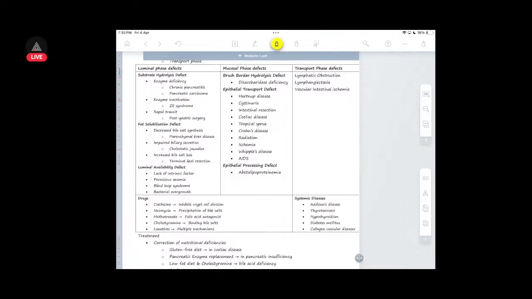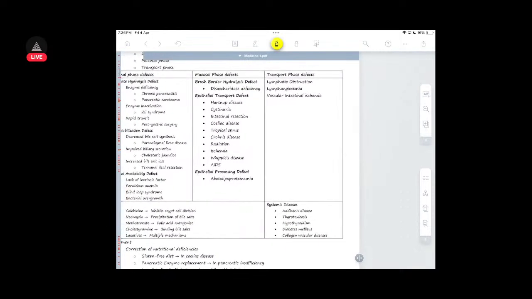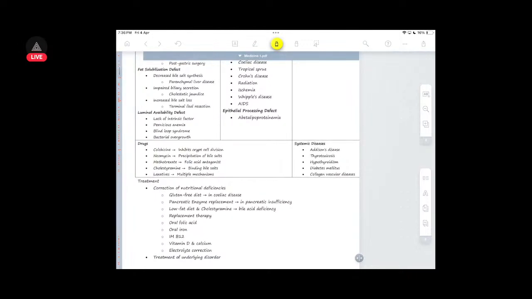Mucosal phase defects, you have brush border hydrolysis defect, which is disaccharidase deficiency. You have epithelial transport defect, which is Hartnup disease, cystinuria, intestinal resection, celiac disease, tropical sprue, Crohn's disease, radiation, ischemia, Whipple's disease, and it's all lead to epithelial transport defect. Epithelial processing defect, you have abetalipoproteinemia. Then transport phase defects: lymphatic obstruction, lymphangiectasia, and vascular intestinal ischemia, SMA, stuff like that.